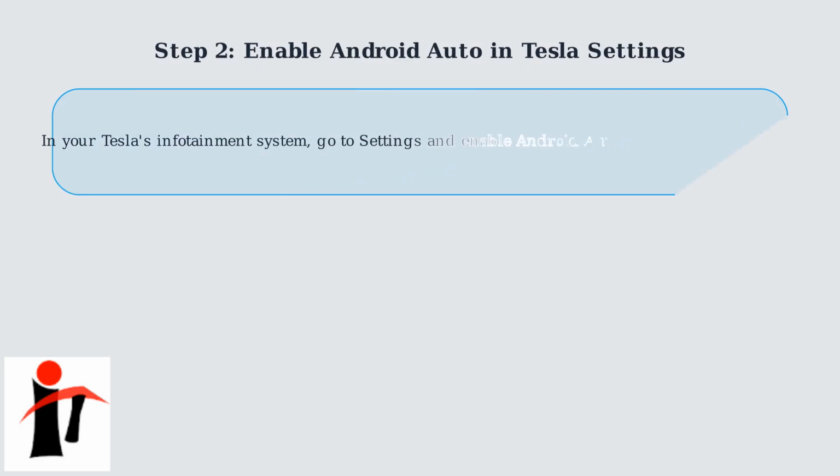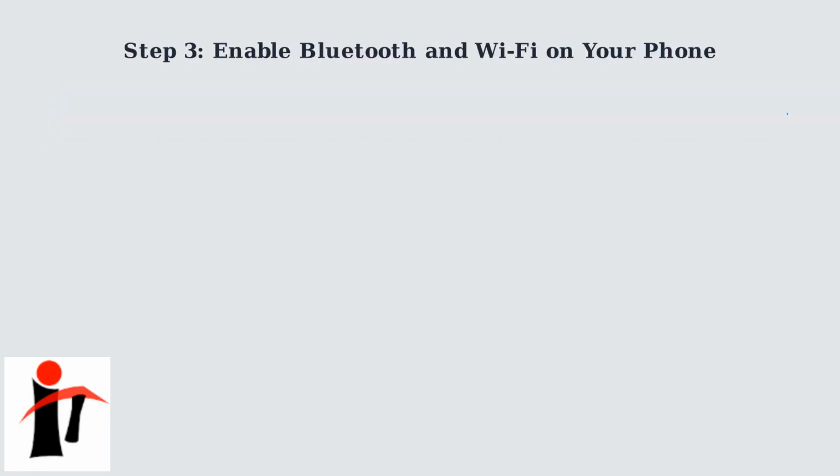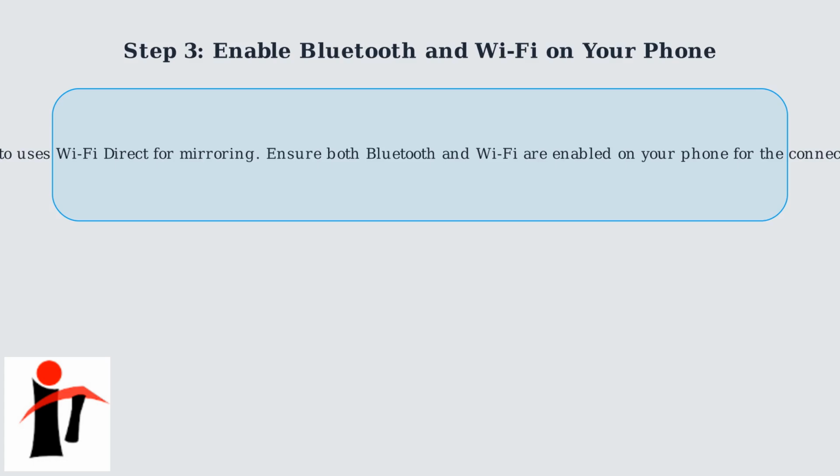Next, enable Android Auto in your Tesla's settings. Navigate to the Settings menu on your vehicle's touchscreen and turn on Android Auto to prepare for wireless connection. Wireless Android Auto uses Wi-Fi Direct to mirror your phone's display. Make sure both Bluetooth and Wi-Fi are turned on in your phone's settings to establish the secure wireless connection.